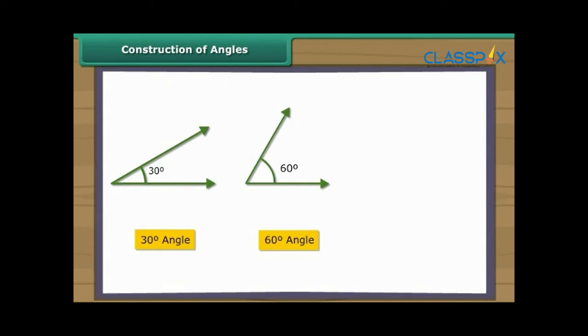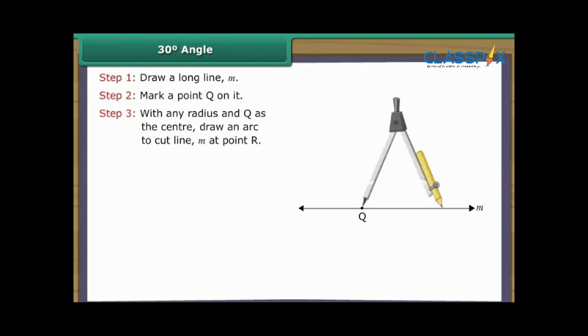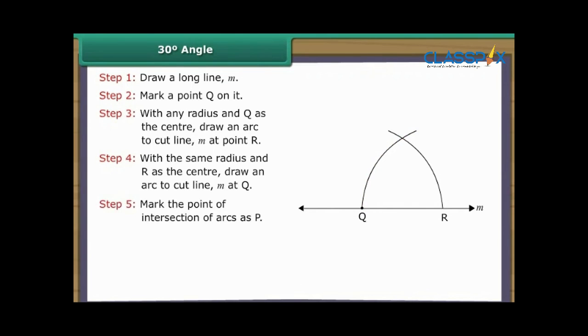Construction of angles. Let us now construct some special angles one by one. 30-degree angle, 60-degree angle, 120-degree angle. Construction of 30-degree angle. Draw a long line M. Mark a point Q on it. With any radius and Q as the center, draw an arc to cut line M at point R. With the same radius and R as the center, draw an arc to cut line M at Q. Mark the point of intersection of arcs as P.